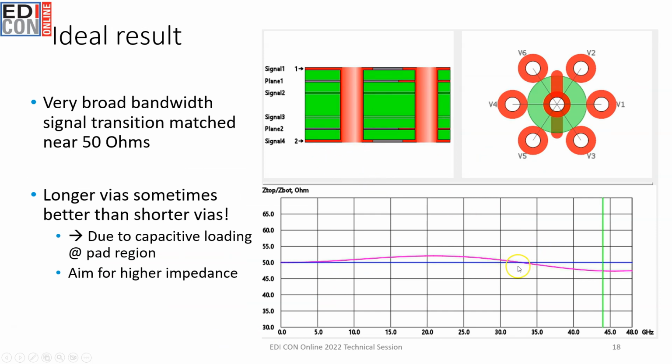However, we would always like to get to this kind of ideal result within the frequency range that we're working in. So this particular via design would work great within a pretty broad bandwidth and could support lower frequency radars if needed. So here we would want to aim for 50 ohm impedance right around the area that we're working in. But this is a really nice broadband via transition that we might need to use.